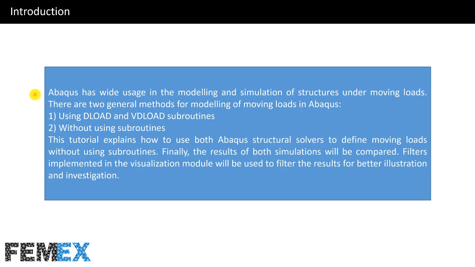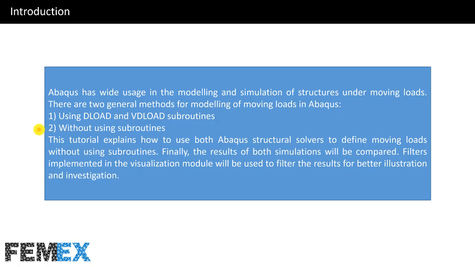Abaqus has wide usage in the modeling and simulation of structures under moving loads. There are two general methods for modeling of moving loads in Abaqus: using DLOAD and VDLOAD subroutines, and without using subroutines. This tutorial explains how to use both Abaqus structural solvers to define moving loads without using subroutines. Finally, the results of both simulations will be compared.